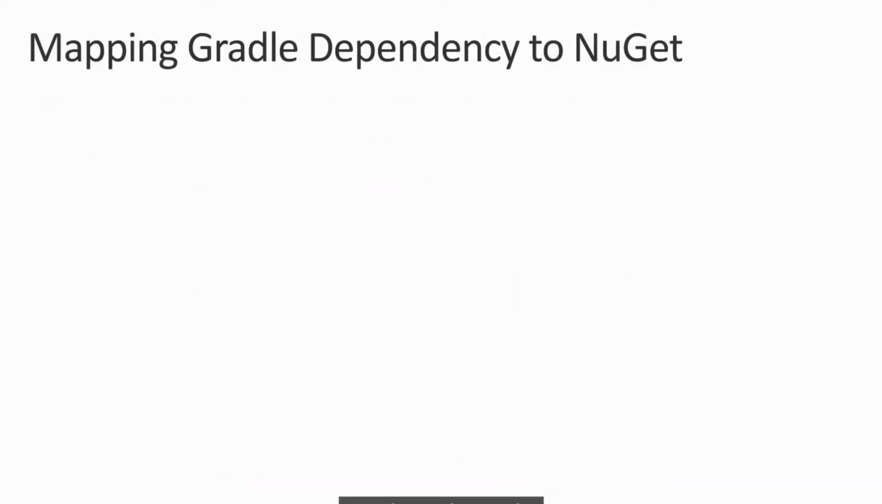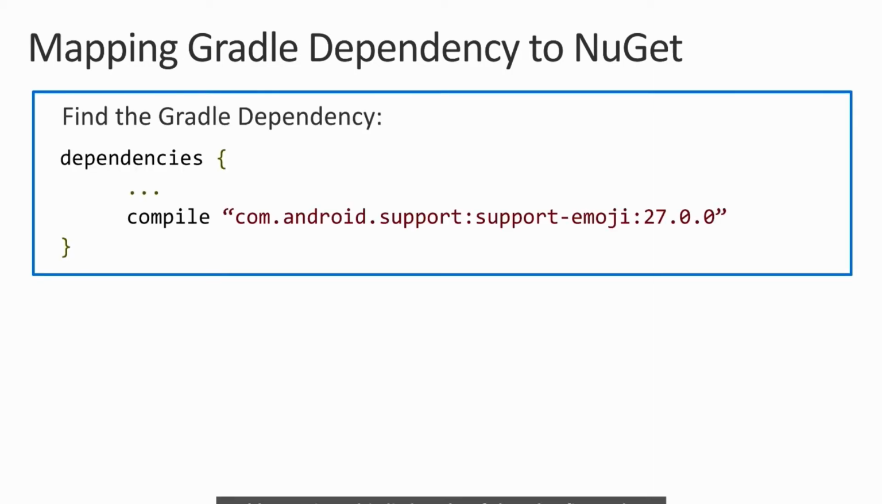How do you know what packages to add through NuGet to your Xamarin Android app? Well, this involves going and reading the Android documentation and figuring out what the Gradle dependencies would be, and then mapping those dependencies to NuGet. And here's a little rule of thumb I figured out that I used to help me solve this little riddle.